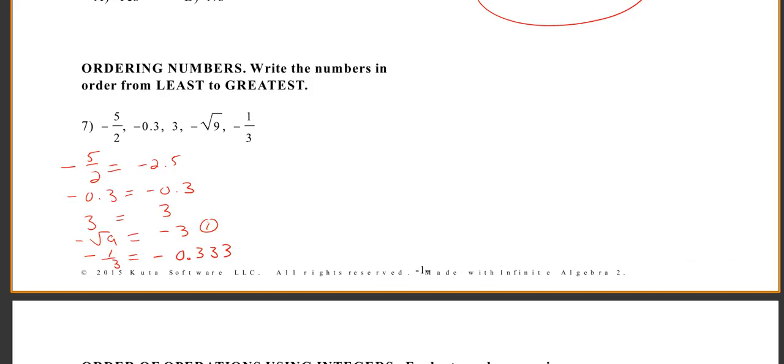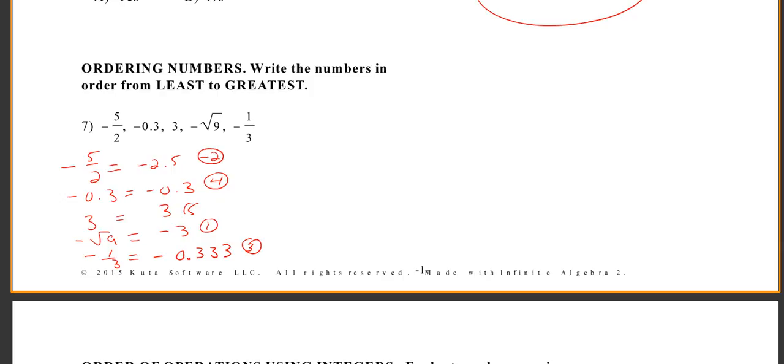That'd be my least number. Then I'd move on to a negative 2.5. Now then, I'm going to have a negative 0.333. Well, this is a slightly larger negative number, so this in actuality would be my third. And then we're going to now get into the next number here. It's getting closer to 0, and then we go to the positive number.